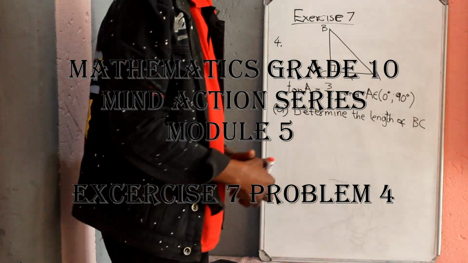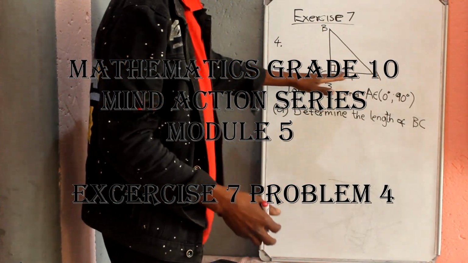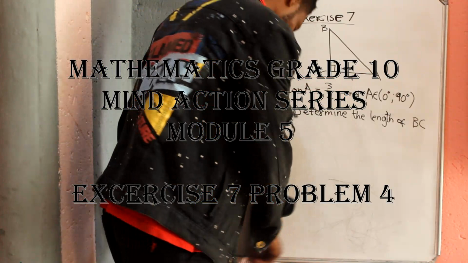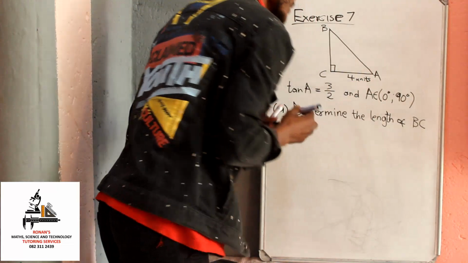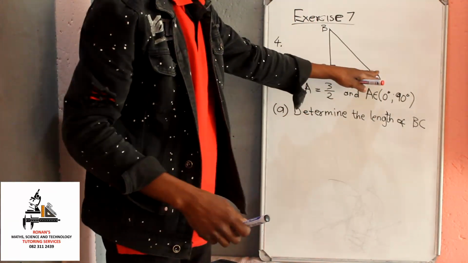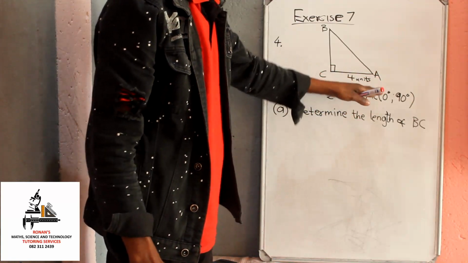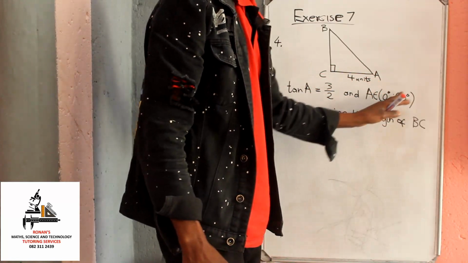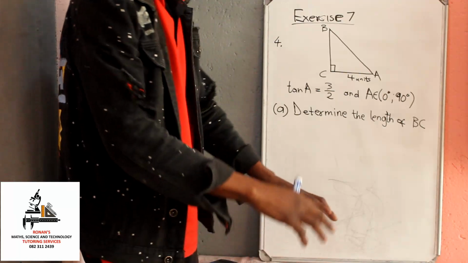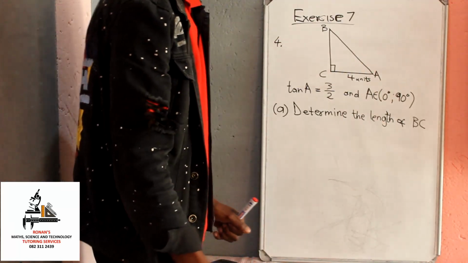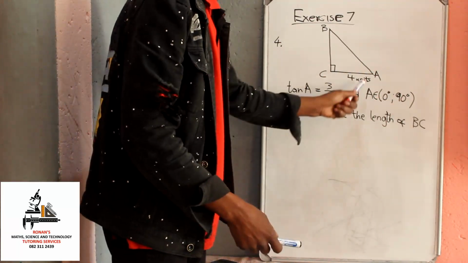Exercise 7, number 4. Given triangle ABC and AC being 4 units. And they tell you that tan A is actually 3/2. And the angle A is an angle between 0 and 90 degrees. That is obviously an angle in the first quadrant where all functions are positive. So basically it's anything between 0 and 90 degrees, that angle.